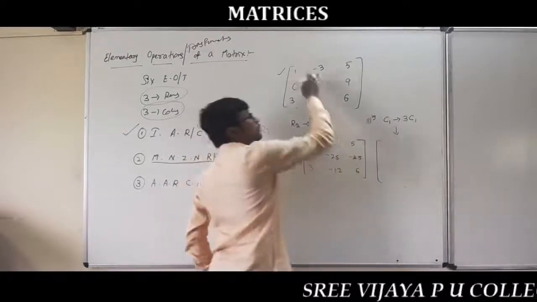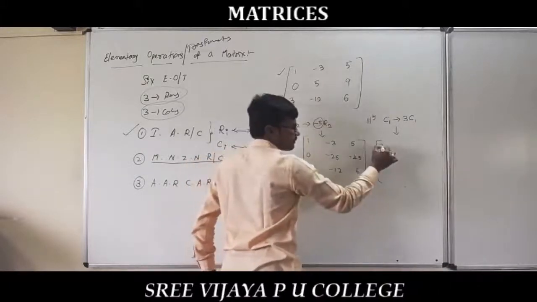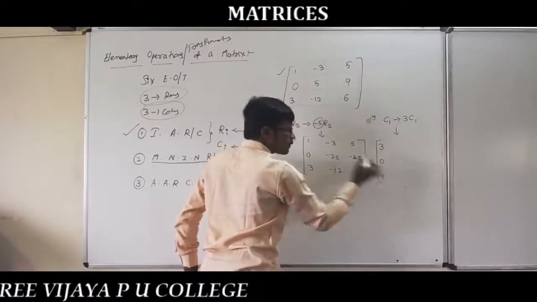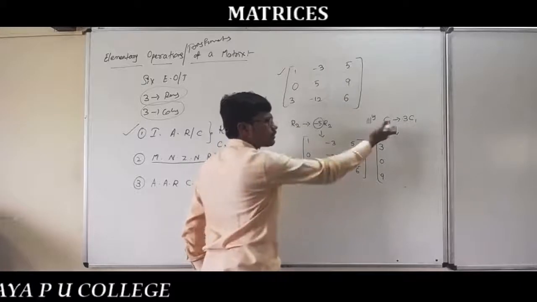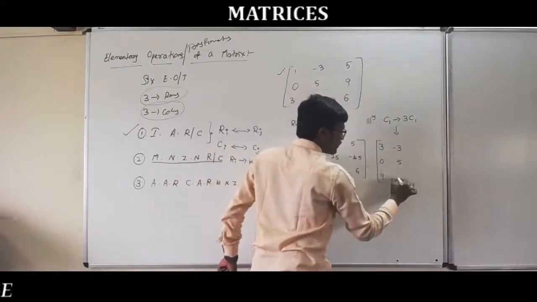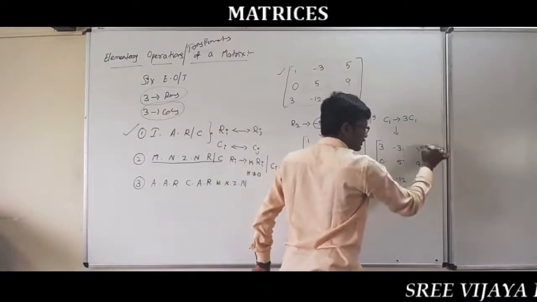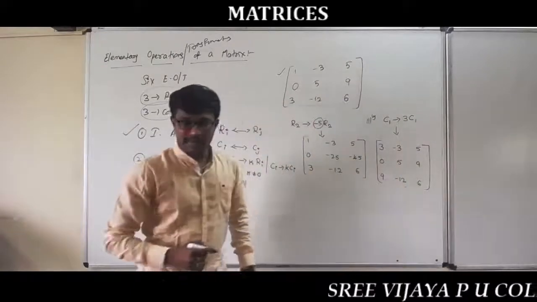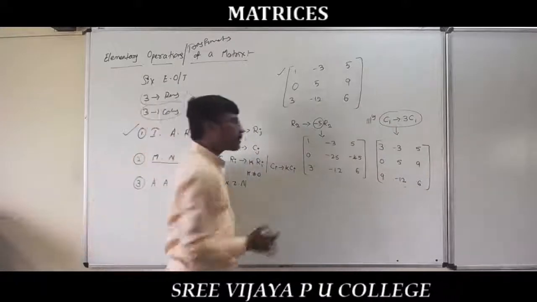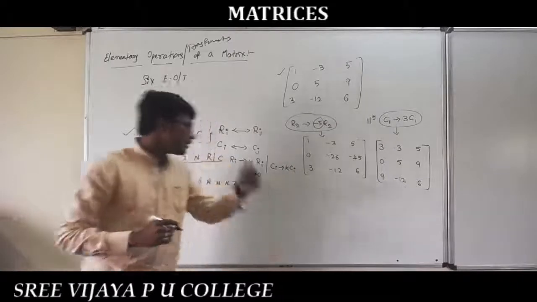For C1, all the elements of column 1 you multiply by 3. So, 3 into 1 is 3. 3 into 0 is 0. 3 into 3 is 9. What about column 2 and column 3? There is no elementary operation applied, so write them as they are: minus 3, 5, minus 2, 5, 9, 6. So, this is the required matrix for the given elementary operation, whether it is the column operation or the row elementary operation. This is the second one.